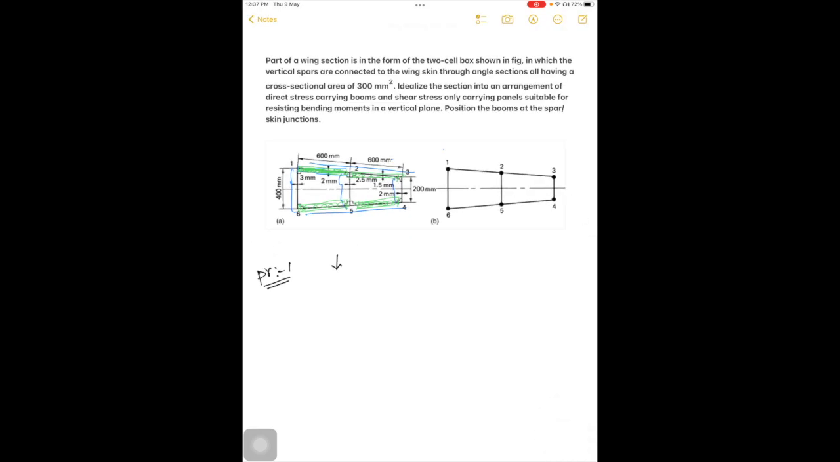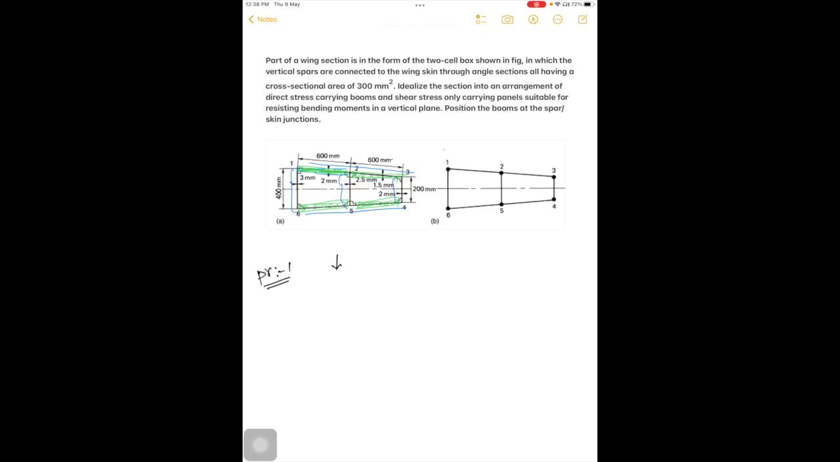Now we go to the question. Idealize the section into an arrangement of direct stress carrying booms and shear stress only carrying panels, suitable for resisting bending moment in a vertical plane. Position the booms at the spar and skin junctions. They asked us to idealize the section in such a way that the booms carry the direct stress and the panels carry only shear stress, and it has to resist the bending moment in a vertical plane. So based on the condition, we are going to idealize the section.